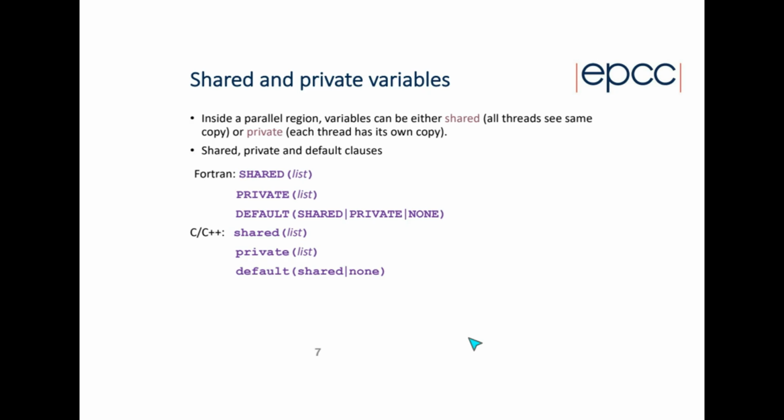Any variable that is referenced inside the parallel region and which does not appear in one of these clauses will take its behavior from the default clause. In Fortran, you can specify default shared, default private, or default none. In C and C++, for interesting technical reasons which I won't go into, you can't do default private. So you either get to do default shared or default none.